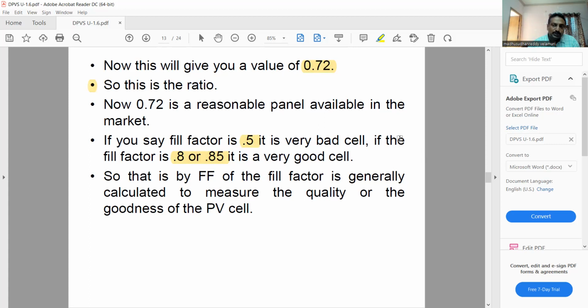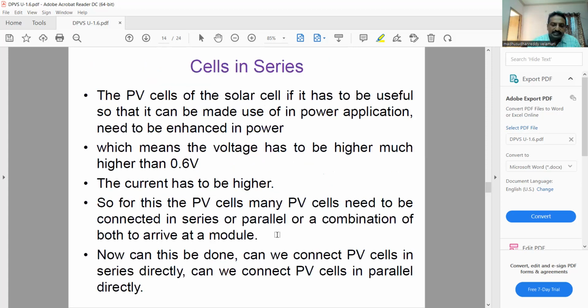If the fill factor is good, the PV cell condition is good. If the PV cell fill factor is lower, then the PV cell performance is very bad. So the fill factor is generally calculated to measure the quality or goodness of the PV cell.